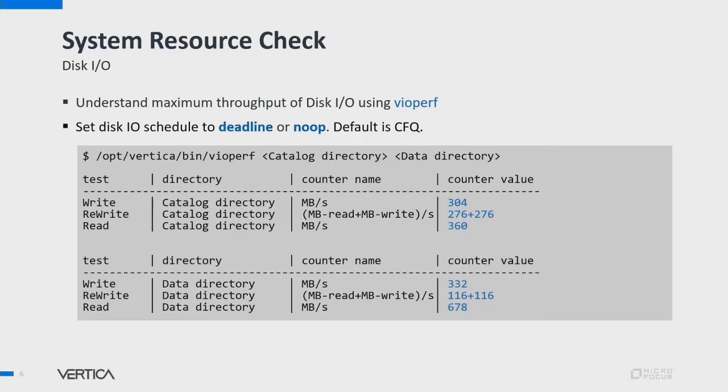The VIOPerf tool helps testing I/O throughput. Make sure to run this test on catalog and data directories. Vertica recommends 40 MB per second per core or more I/O throughput. For better I/O throughput, set the I/O scheduler to deadline or noop. Default is CFQ. On Red Hat and CentOS, deadline and noop I/O schedulers perform similarly and better than CFQ. On Ubuntu OS, it was observed that noop gives better I/O throughput.